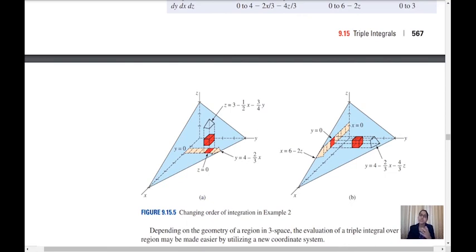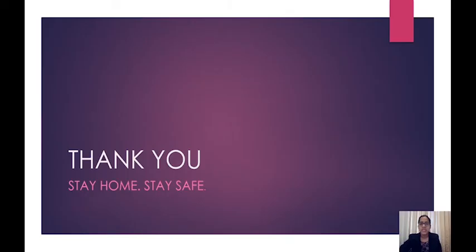So here also, depending on the figure, in some cases the integration in a particular given order will be difficult. If we change the order of integration, our calculation may be a bit easier. So that's it for today's session.